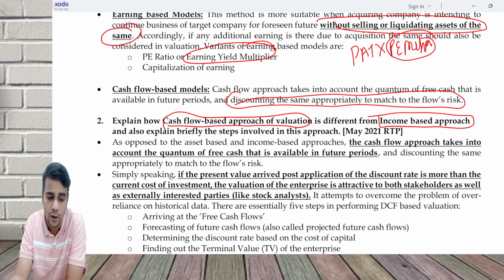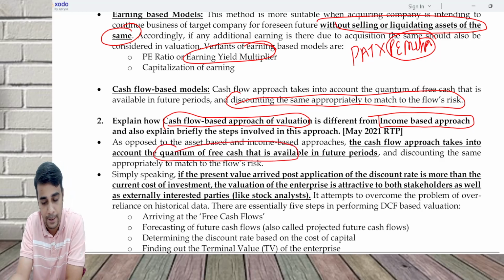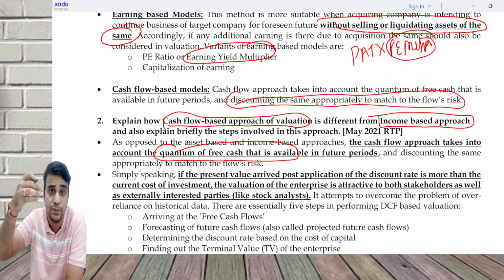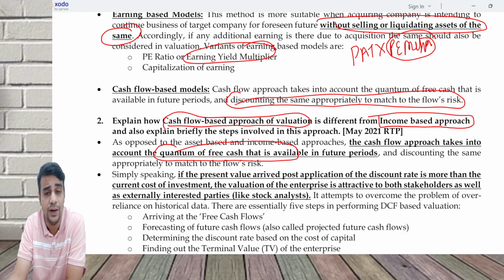After meeting all of this, you identify how much is the quantum of free cash that is available. As a company becomes matured, there is no major growth happening in the company. You have reached a maturity stage. You have an introduction stage, growth stage, maturity stage. As you reach a maturity stage, a lot of companies' profit after tax and cash flow after tax will start matching. So these two approaches can coincide at some point of time, but most of the times it will be different.